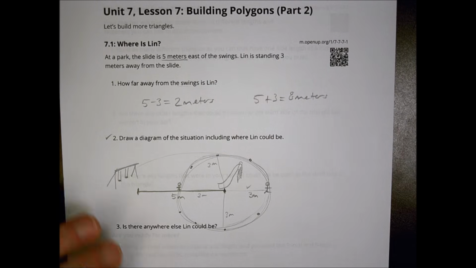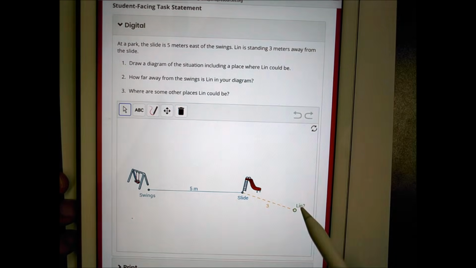Okay, so again, that's my picture version. If you were to use the applet that goes with the Desmos, again, the same idea is you take Lynn.